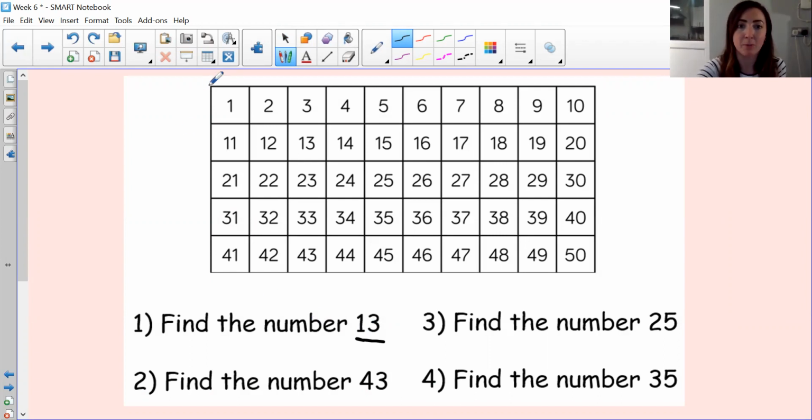So 13 has 1 ten in it. It's a teen number. So I'm looking down the rows. Here are all of our teen numbers. All these numbers have 1 ten in them. And here is 13. Did you find 13 as well? Excellent.